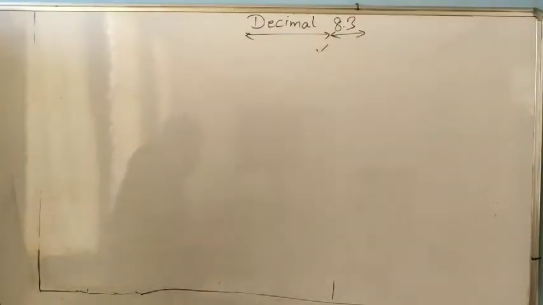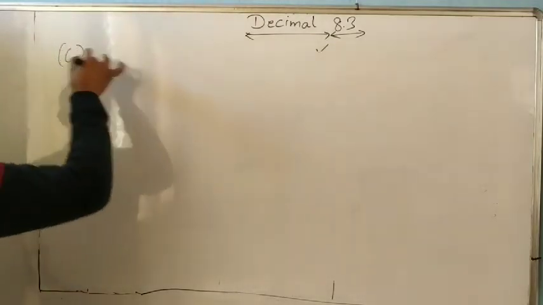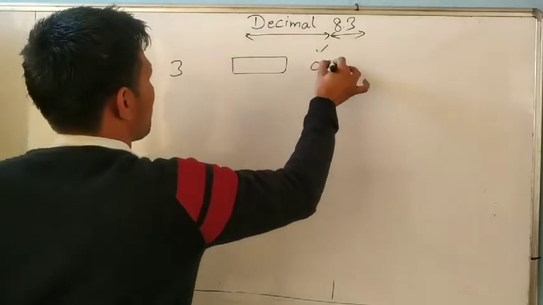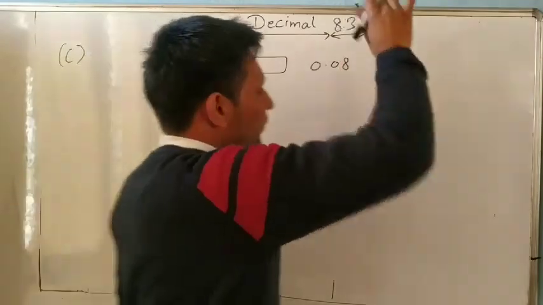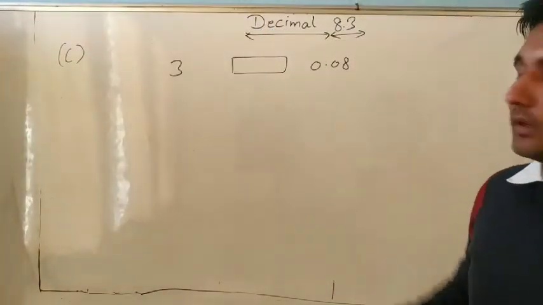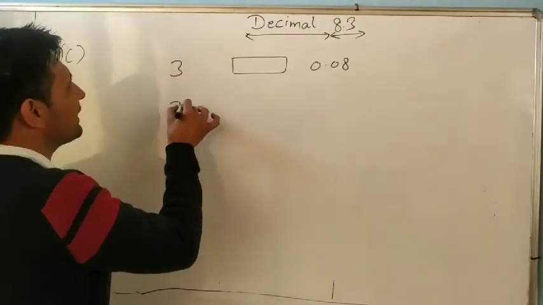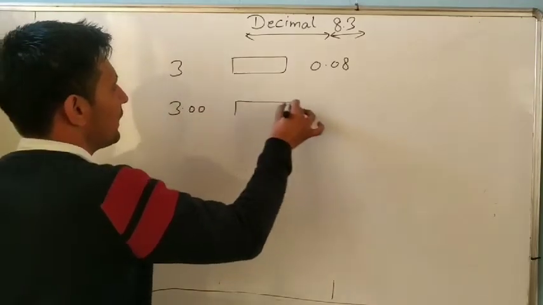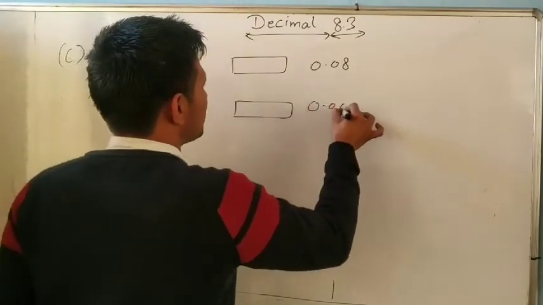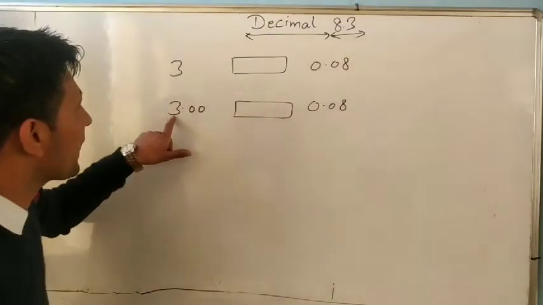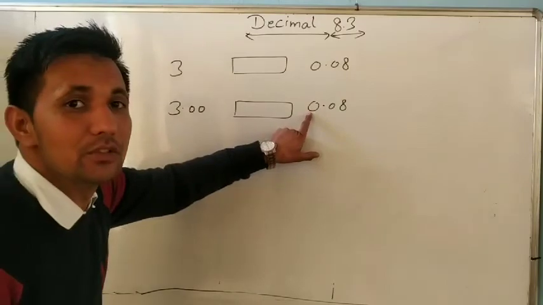One more. Now the C part: 3 and 0.08. We observe it is 0 point something. After the decimal, how many digits? Here is 2 and here there is no decimal. So you can write 3.00 and 0.08. After the decimal, 2 digits here and also 2 here. We observe that here the whole part is 3 and here the whole part is 0. So which one is greater?